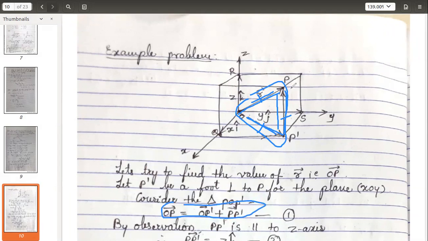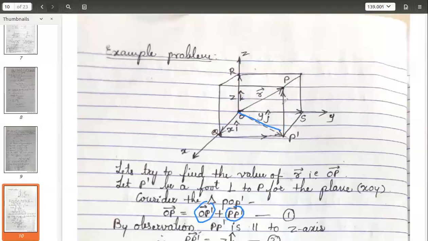We want OP, right? In that, if you observe, you have the OP dash line and the PP dash line. PP dash, you know already, is parallel to the Z axis, and the Z value we know: it is zk cap. But OP dash is not known to you. So in order to find this OP dash, we will make use of one more triangle below, at the base. So how do we continue?